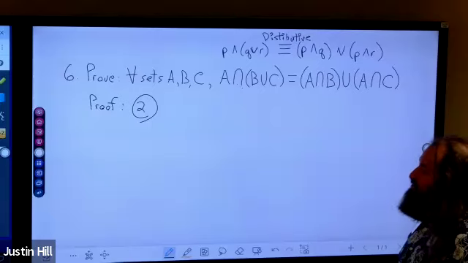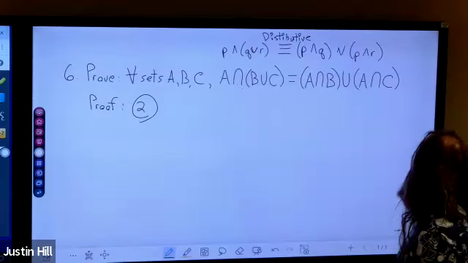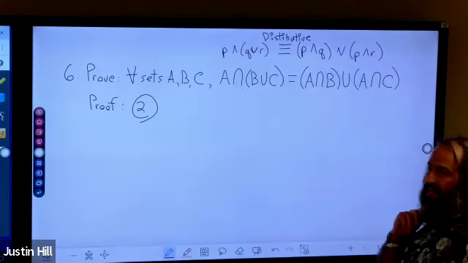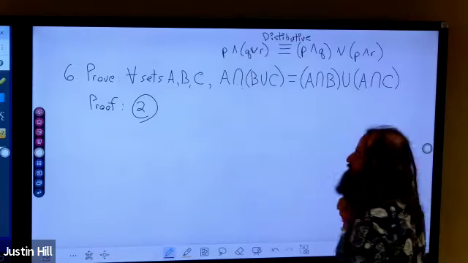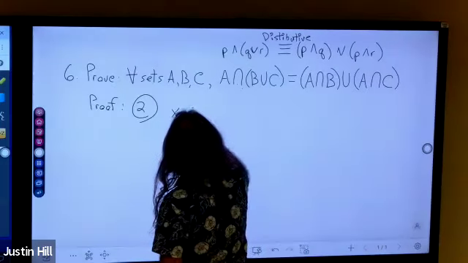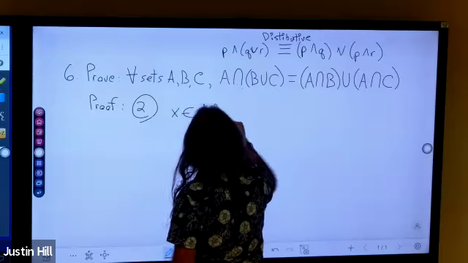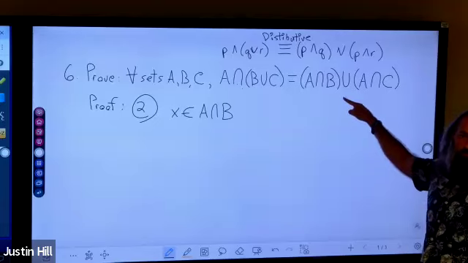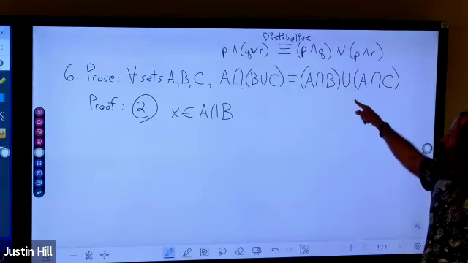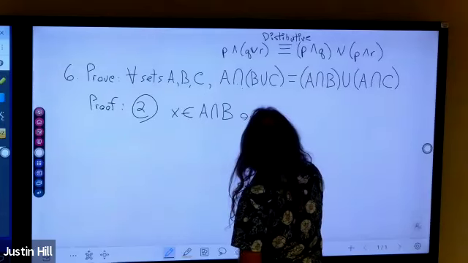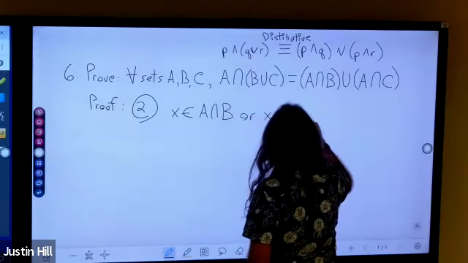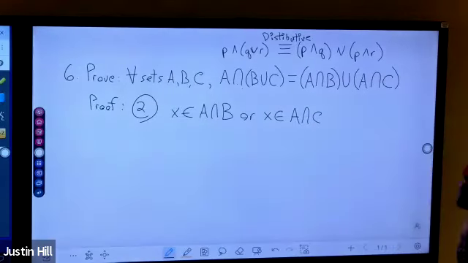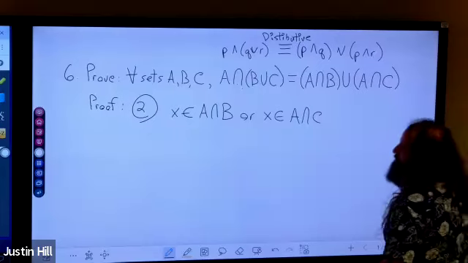By definition of this union here, we can say that X is in A intersect B, or X is in A intersect C. So A intersect B. X is either going to be in there, but then this union turns to what word or what operator? That turns to or. So or X is in A intersect C. Good. And then she builds kind of 2 cases out of this again.